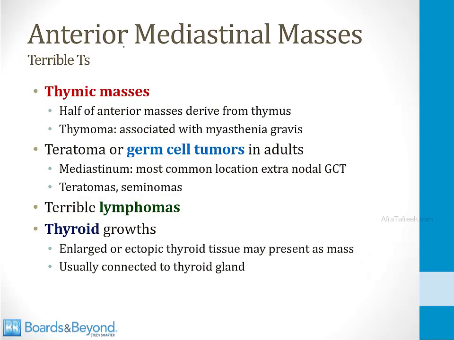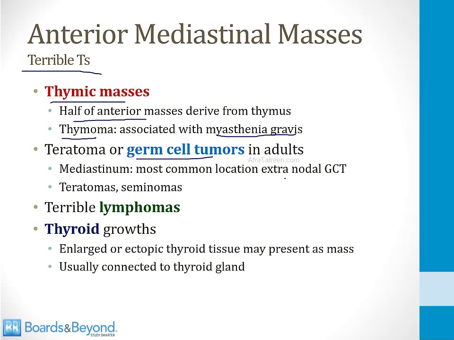So now let's talk about those anterior mediastinal masses that go by the mnemonic the terrible T's. Masses that arise from the thymus are half of all anterior mediastinal masses. One of the classic ones is a thymoma. This often occurs in association with myasthenia gravis, and I talk more about this in videos on neuromuscular junction disorders in the musculoskeletal section.